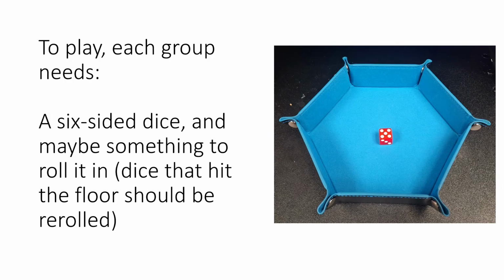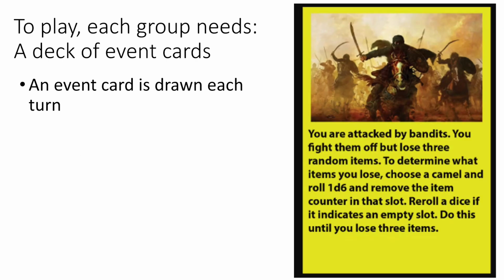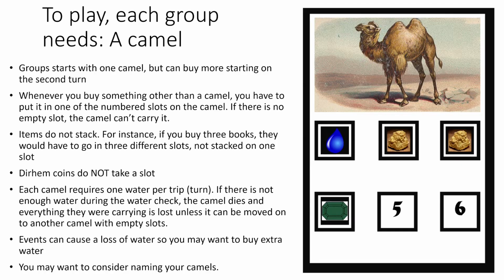To give an example of when you might need a dice, as you can see from this event card, it says you lose 3 random items. Determine what items you lose: choose a camel and roll 1d6 and remove the item counter in that slot. Reroll a dice if it indicates an empty slot. Do this until you lose 3 items. So if this was our camel, if we rolled a 1, we would lose the water, a 2 or 3, we'd lose the gold, a 4, we would lose the emerald, and if we rolled a 5 or a 6, we would have to re-roll until we got a 1, 2, 3, or 4.